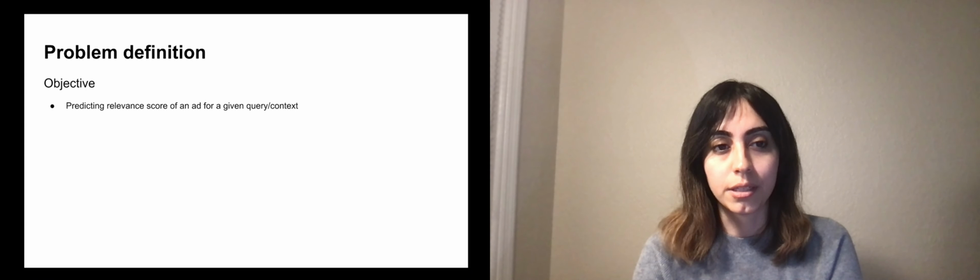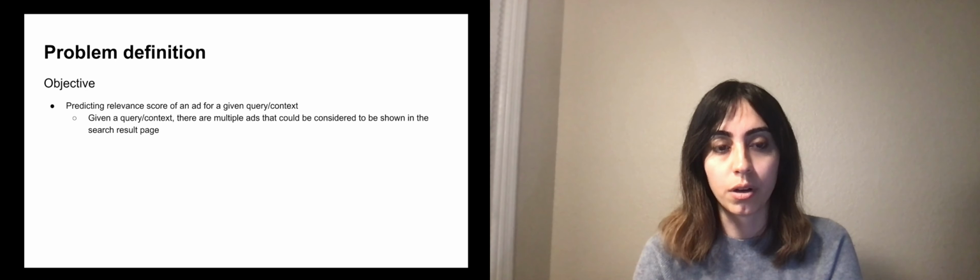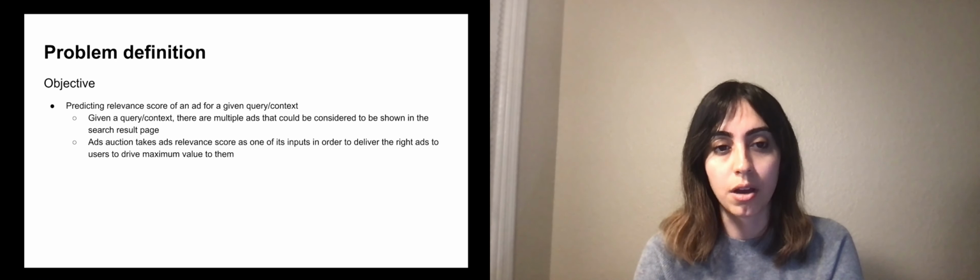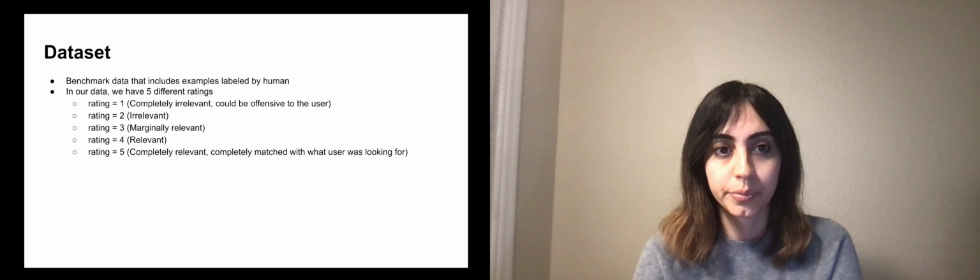Our goal here is to predict the relevance score of an ad for a given query or context. Given a query or context, there are multiple ads that can be selected to be shown to the user in the search surface. So we have an ads auction that takes the ads relevance score as one of its inputs in order to deliver the right ads to the user. We can classify the relevance of the ads based on the context, and in order to do this, we need data.